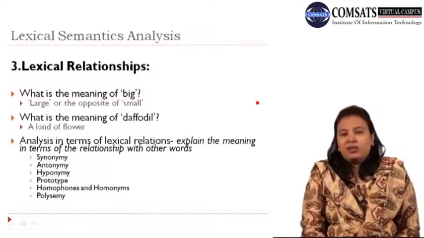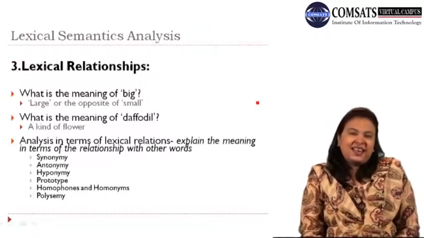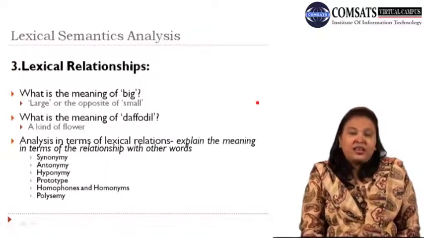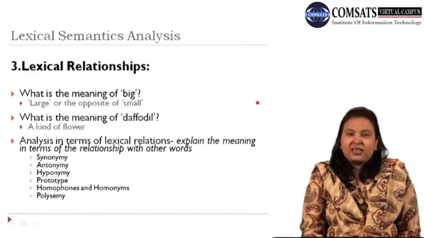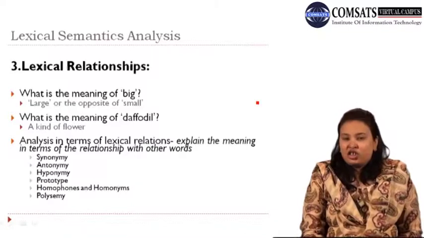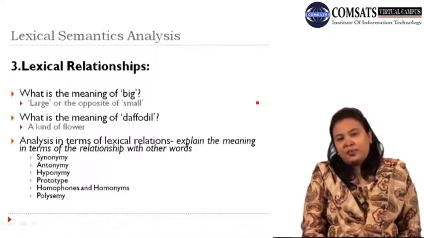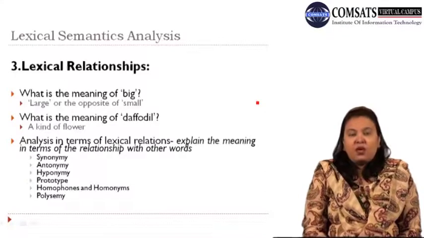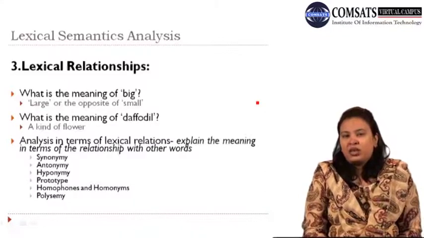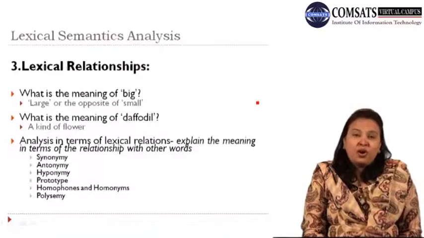Now we will talk about the third level of meanings, that is lexical relationships, the categorization of words into different categories according to the relationship they have with other words. That's why this category is known as lexical relationships. For example, if I ask you, what is a big? So what would be your answer? A big is something which is not small.